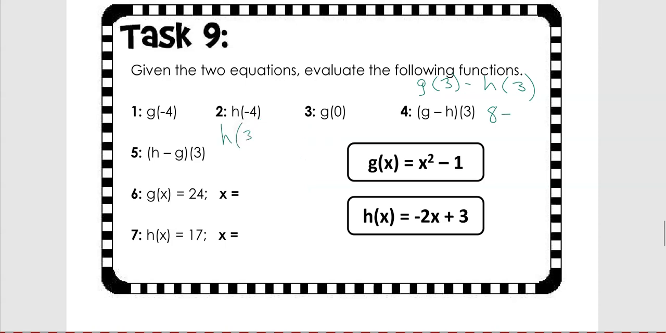H of 3 equals negative 2 times 3 plus 3. So we have negative 2 times 3 is negative 6 plus 3 equals negative 3. So 8 minus negative 3, and remember double negative is a positive. 8 minus negative 3 is 11. And then honestly, that helps you do the next one as well because we already know what g of 3 and h of 3 are. So if we have h minus g, we're going to have negative 3 minus 8, which is negative 11.